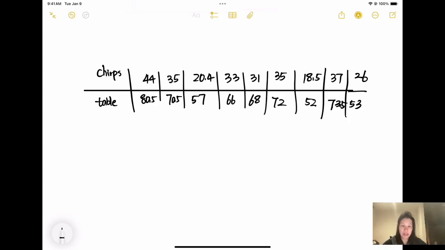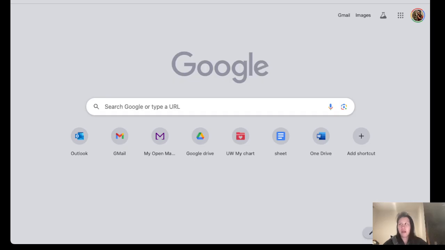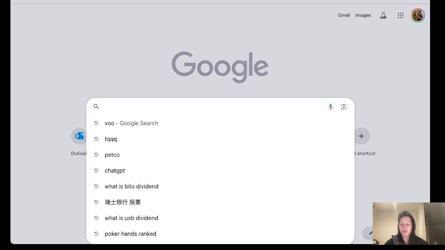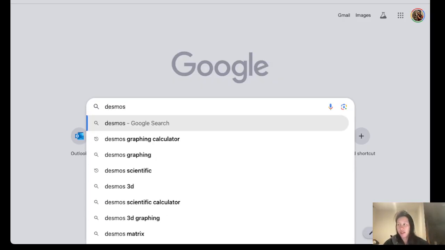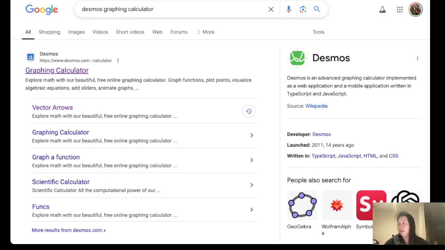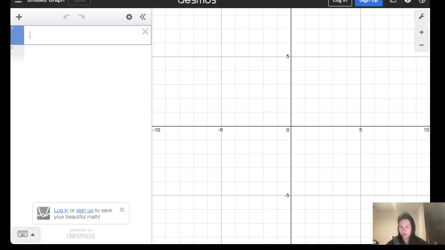So the first step is, let me pull up a Desmos graphing calculator. One thing we need to be careful about when we're finding Desmos: for me, the first thing that I searched was the Desmos scientific calculator. We don't want that. We want to find the Desmos graphing calculator, and then we will pull up the first one.